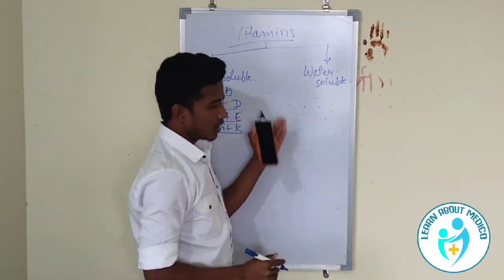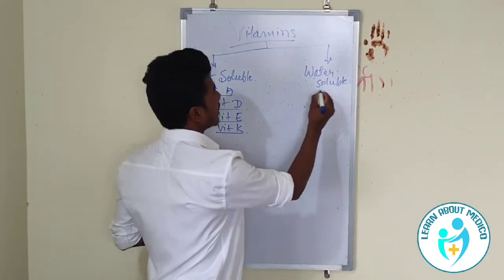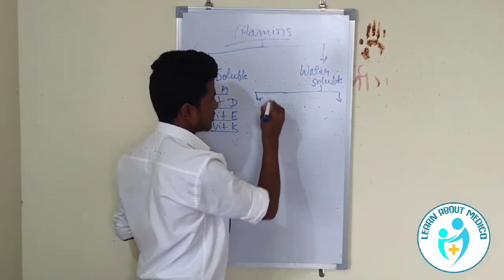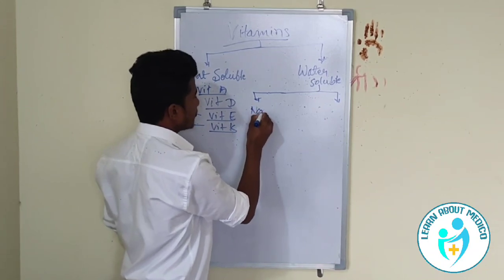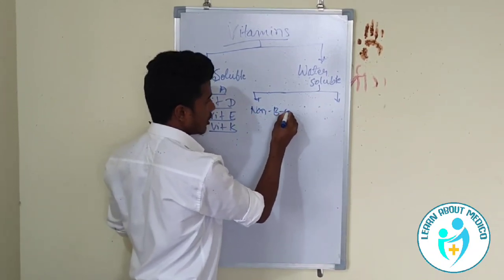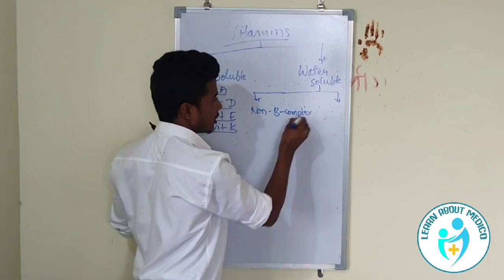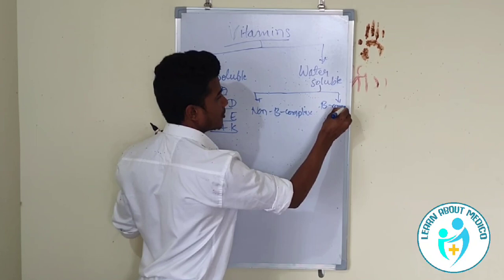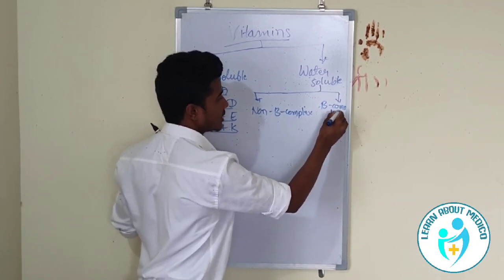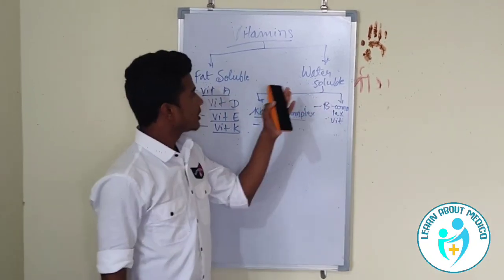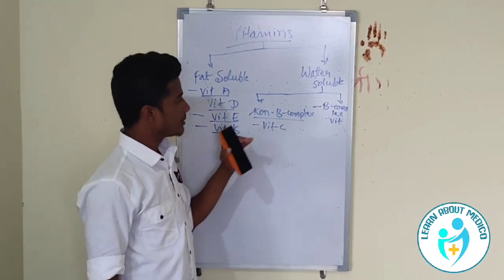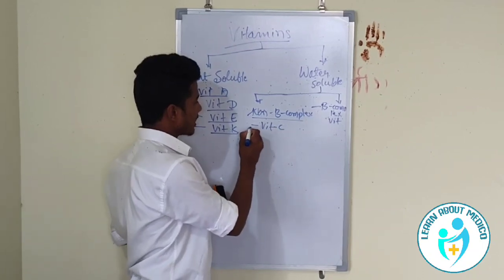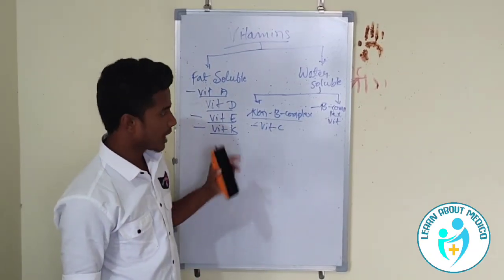Coming to the water soluble vitamins, we are going to study them under two headings: non-B complex vitamins and B complex vitamins. In the non-B complex vitamins, the example is vitamin C.